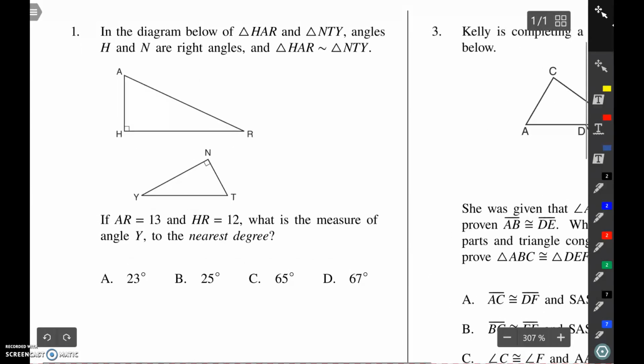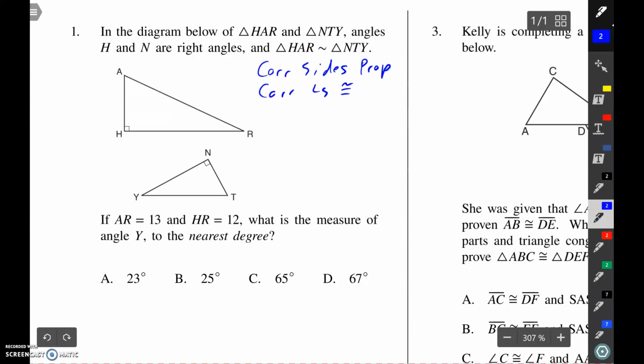And they are similar. So the fact that these triangles are similar means we know a few things. We know corresponding sides are proportionate. Corresponding sides are proportionate and corresponding angles are congruent. Just like angle H and angle N, we know they're both 90 degrees.